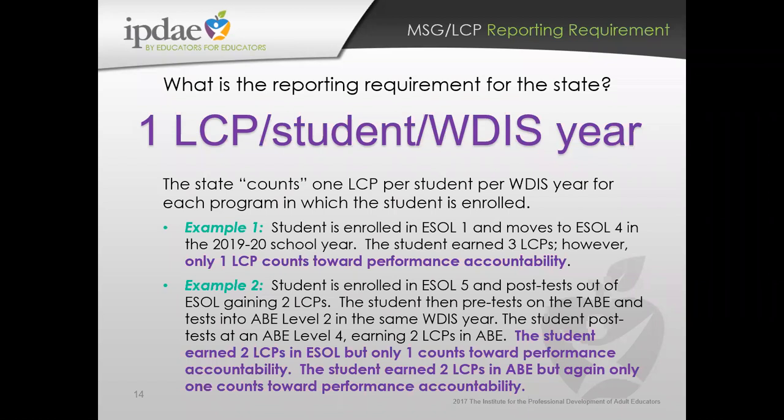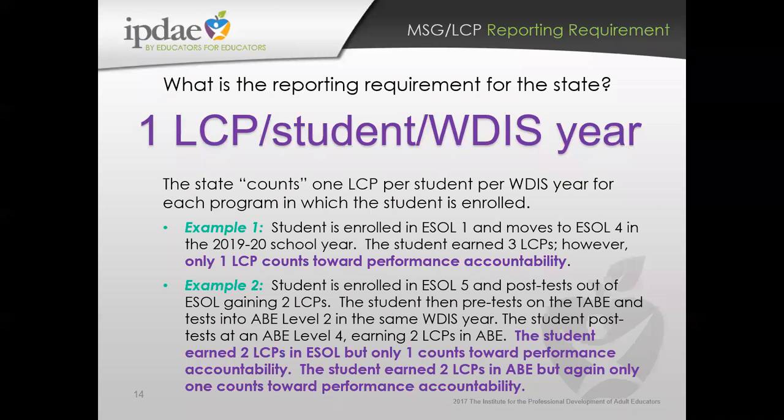You really do have to have a clear understanding of the concept in order to implement changes that are going to actually yield higher NRS performance results for your program. Let's look at these examples. In example 1, the student is enrolled in the ESOL program and moves 3 functional levels from ESOL 1 to ESOL 4 with post-testing. Now, even though the student has moved 3 functional levels and 3 LCPs are reported to the state, only the LCP at the lowest functional level counts towards performance accountability.